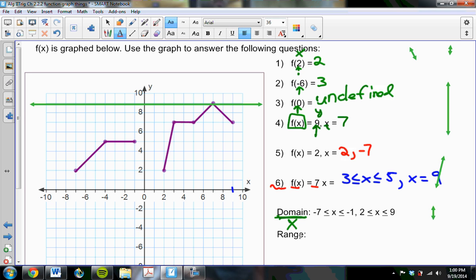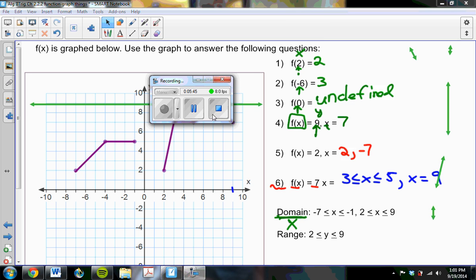So my range is 2 is less than or equal to y, which is less than or equal to 9. That's my range. Hope you found that helpful. If you have any questions, let me know.